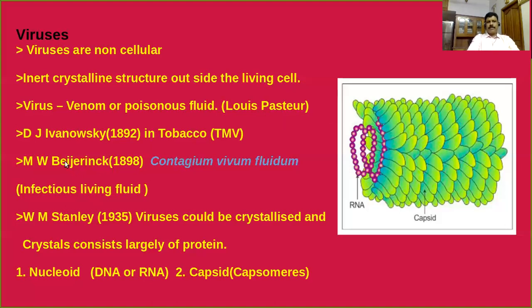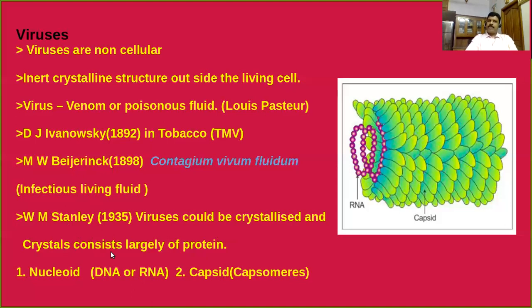Another important scientist, M.W. Beijerinck, in 1898 used the term contagium vivum fluidum. Do you know the meaning of this terminology? Contagium vivum fluidum means infectious living fluid. He demonstrated that the extract of an infected tobacco plant can cause infection in a healthy plant. Again, one more scientist, W.M. Stanley, in 1935 showed that viruses could be crystallized and that the crystals consist of proteins.